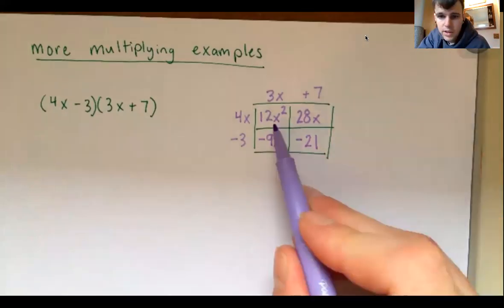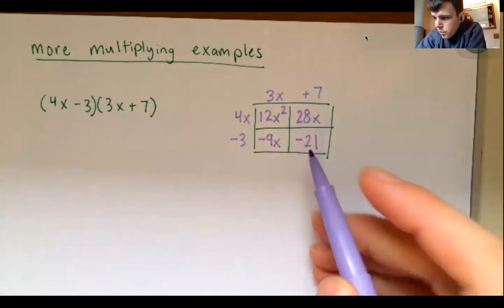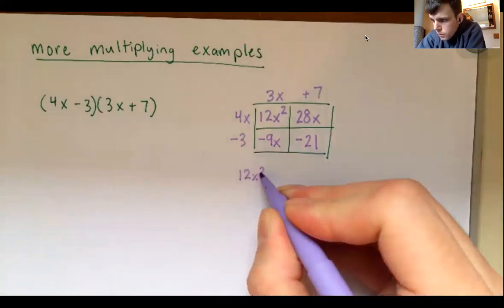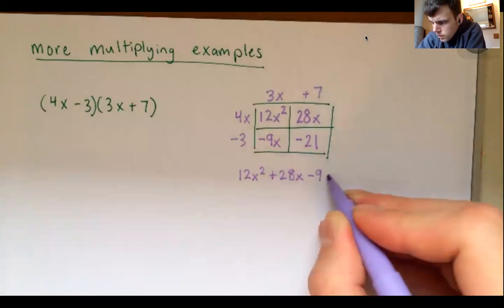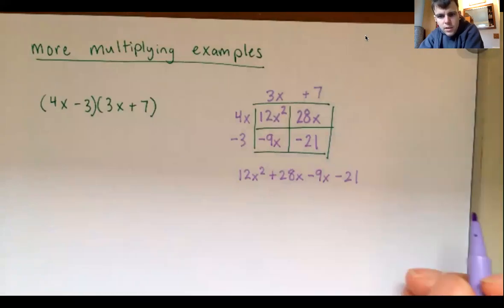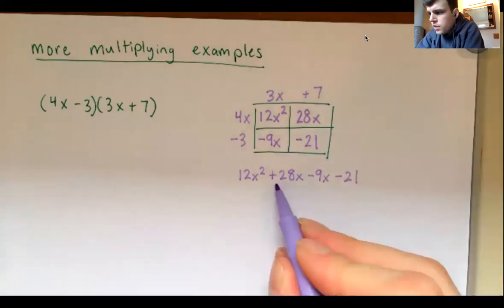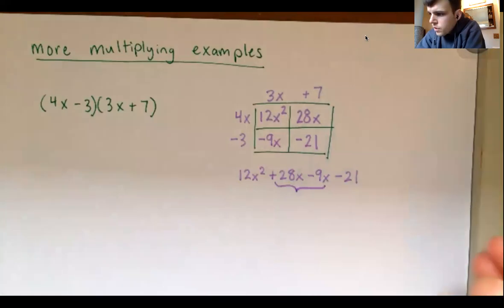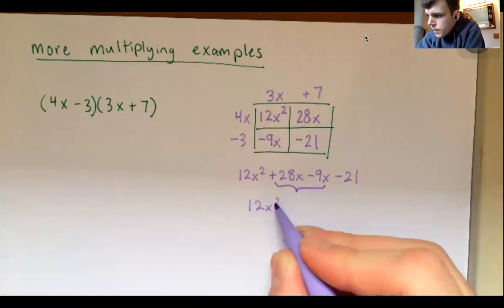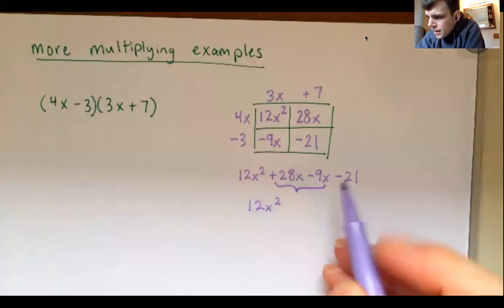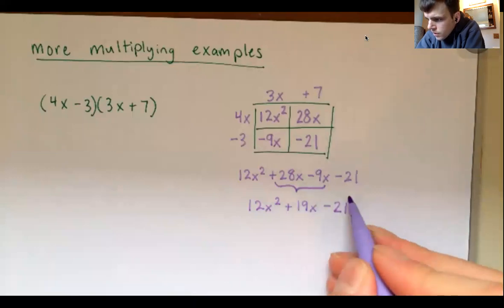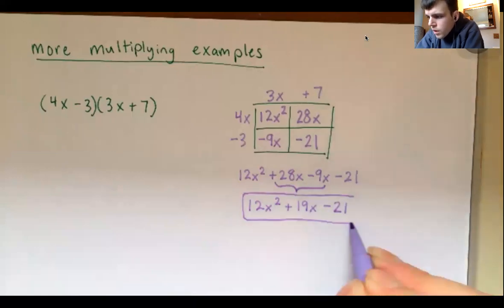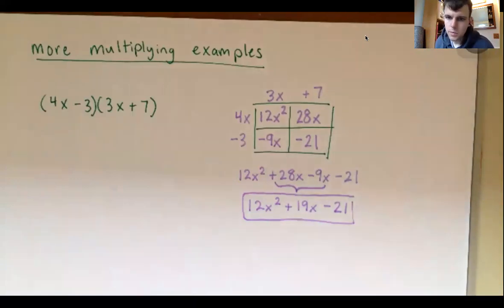Now we need to take what we have inside of the box and write it out as a polynomial. So 12x squared plus 28x minus 9x minus 21. And then the only step left is we have some like terms in the middle that can go together. So we have 12x squared, 28 minus 9, that's going to be 19x. And then there's our answer.